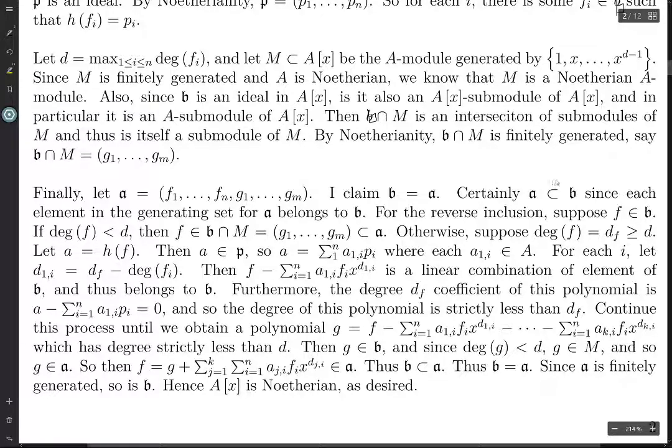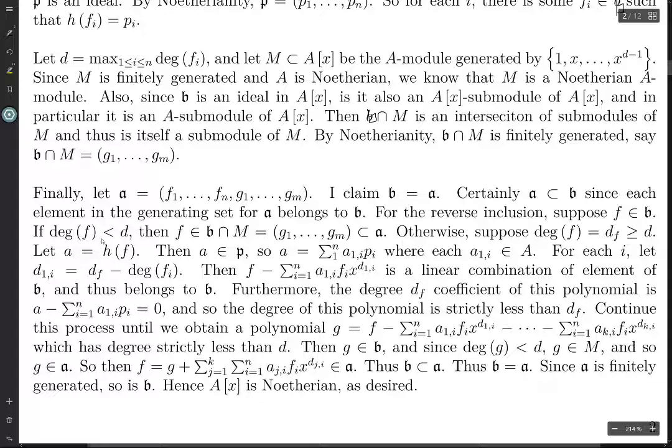Certainly A is contained in B, since each element in the generating set for A belongs to B. For the reverse inclusion, suppose you have a polynomial f in B. If its degree is less than d, then it's in B intersect M, which is the ideal generated by G1 through Gm. This generating set is a subset of the generating set for A, so this is contained in A. So f is in A. Otherwise, suppose the degree of f, we'll call it df, is greater than or equal to d.